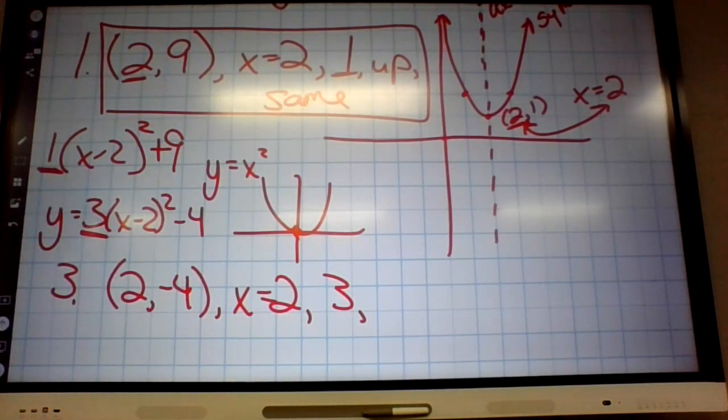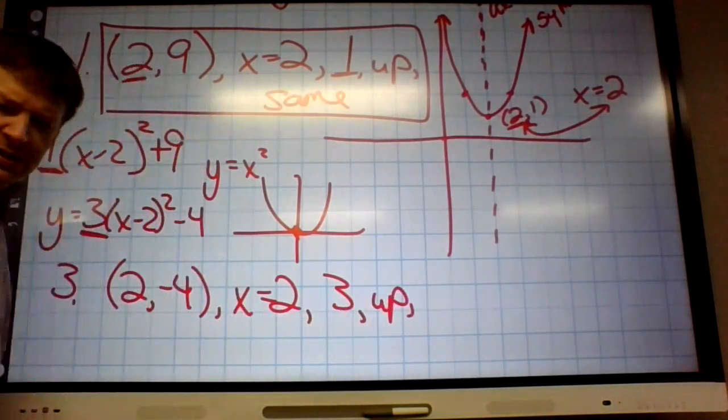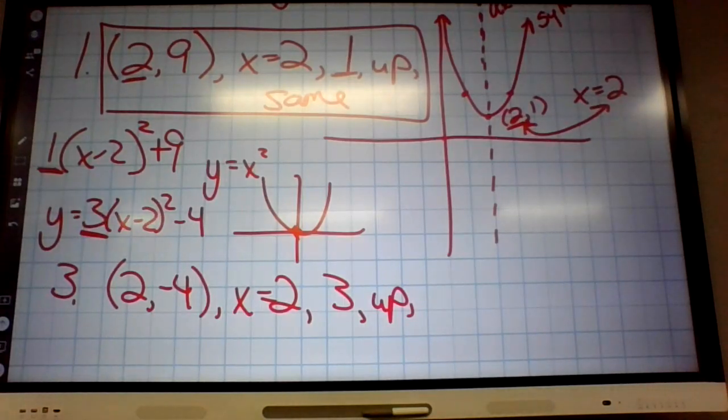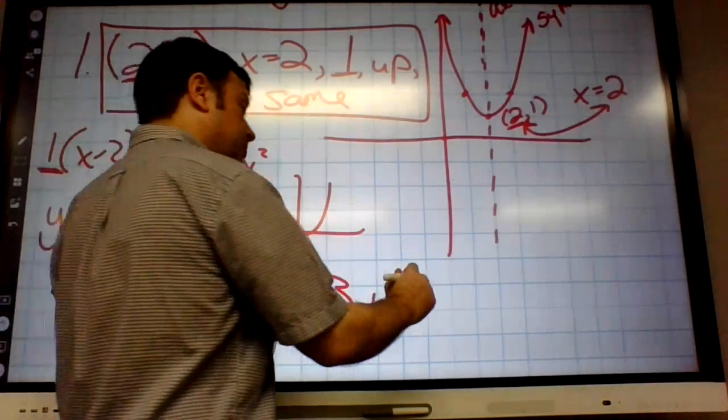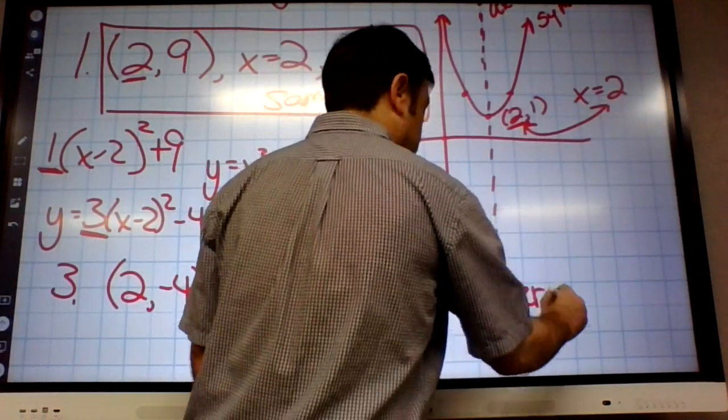Jonathan, is it going to open up or down? Up, because it's a positive 3. Sophia, is it steeper or flatter than normal? If you put a 3 right there, that means it's going to go up 3 times faster than normal. So that'll make it steeper. Pretty steep.